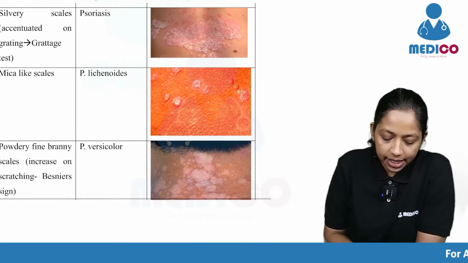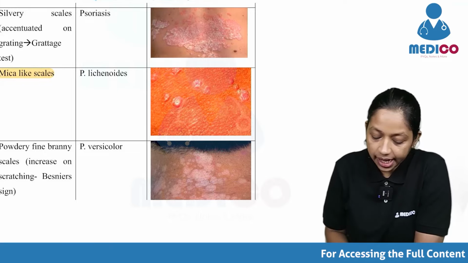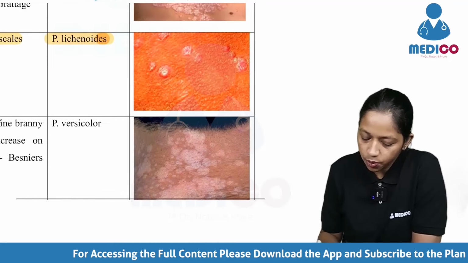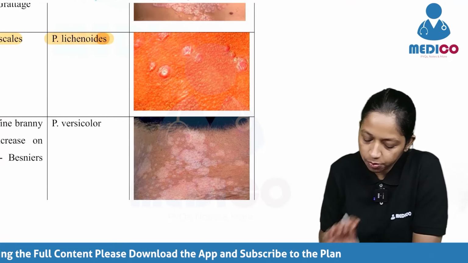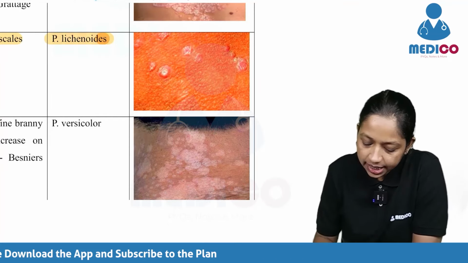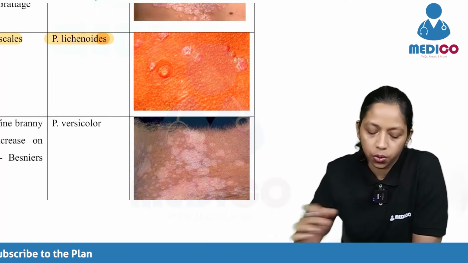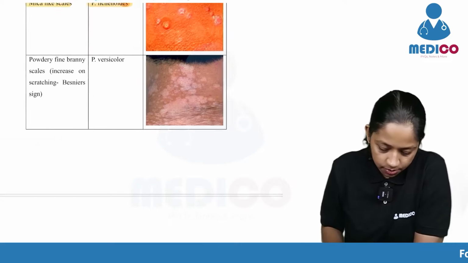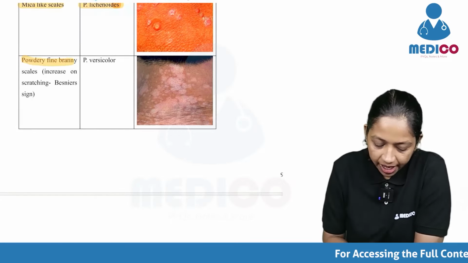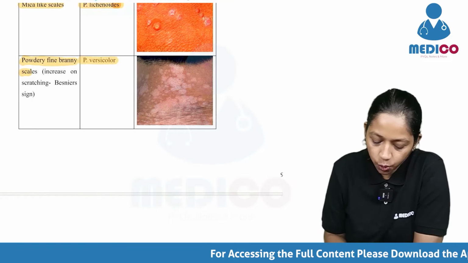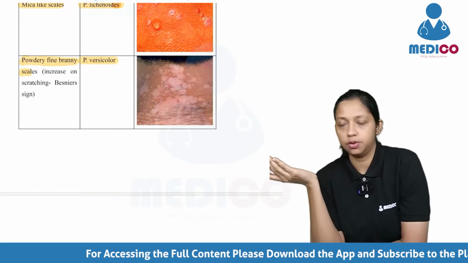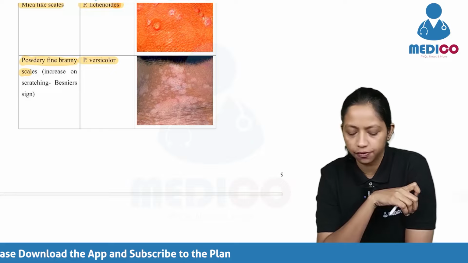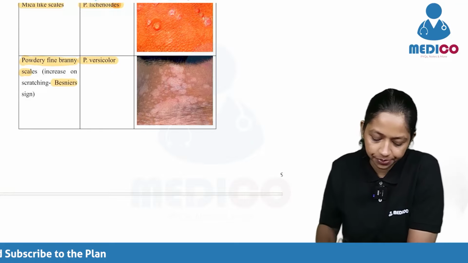Now let us look at mica-like scales, seen in pityriasis lichenoides. As we can see, these are small lesions with overlying white to gray to brown scales, and these scales can be taken out in toto. That is why it is known as mica-like scales. Now the famous powdery fine briny scales of pityriasis versicolor. It may not be apparent on clinical examination. Sometimes you have to scratch it and that will accentuate it, which is known as Besnier's sign.